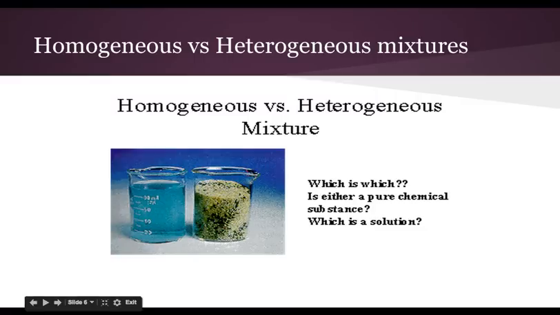Okay, so if I looked at this material, if this was, say, Kool-Aid, a blueberry Kool-Aid mixture in water, this would be a homogeneous solution. And if I took this beaker of sand that had some pebbles and rocks in it, that would be an example of a heterogeneous solution.